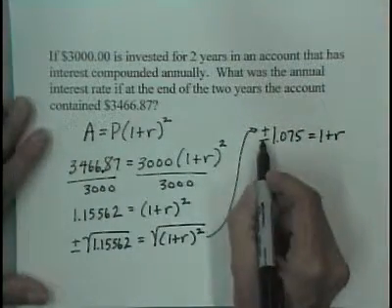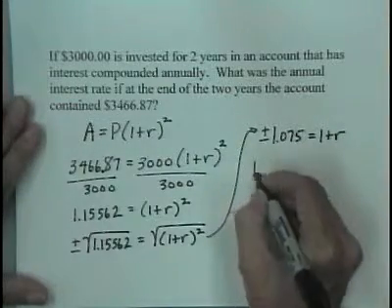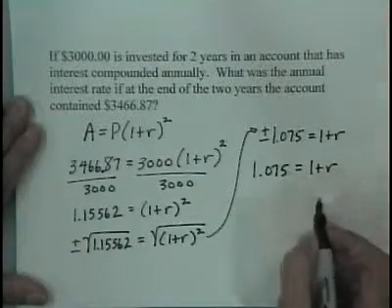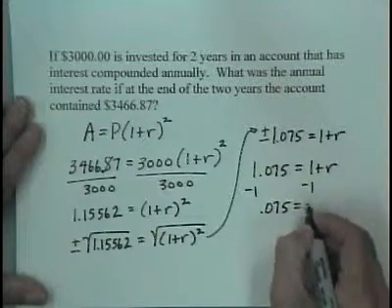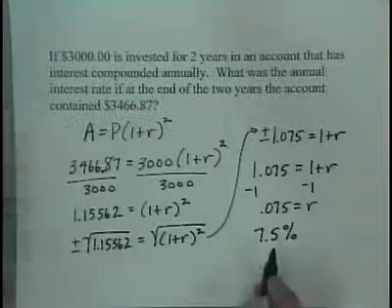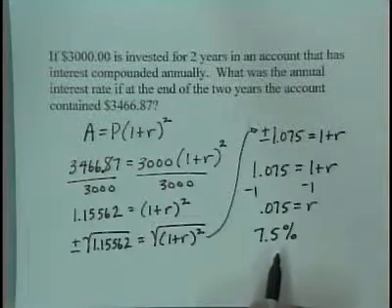We don't need to keep the negative version of that because we're talking about interest rates, which are positive. And I'd like to solve for R, so I subtract 1 and make that a percent. The money must have been invested at 7.5% interest.